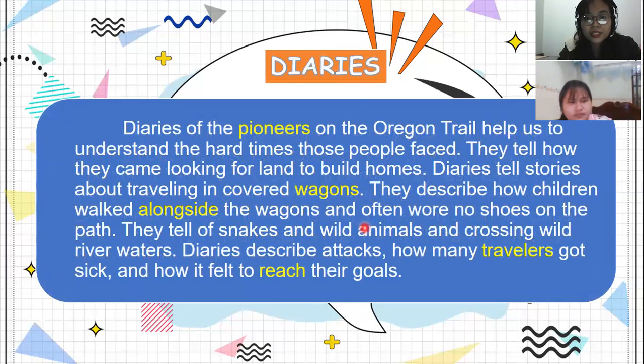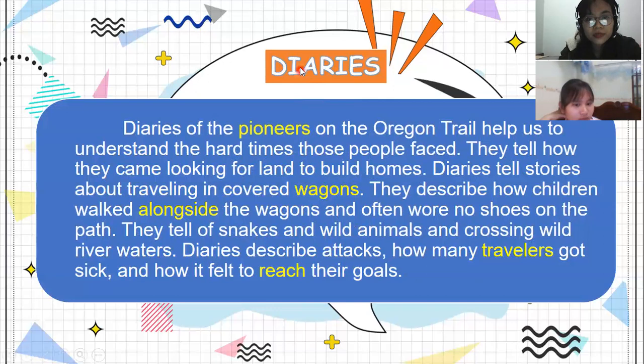Diaries of the pioneers on the Oregon Trail help us to understand the hard time those people faced. They tell how they came looking for land to build homes. Diaries tell the stories about traveling on the covered wagons, and they describe how children walked along the wagons and often wore no shoes on the path. They tell of the snakes and the wild animals and crossing the river waters. Diaries display in text how many travelers got sick and how it felt to reach their goals.